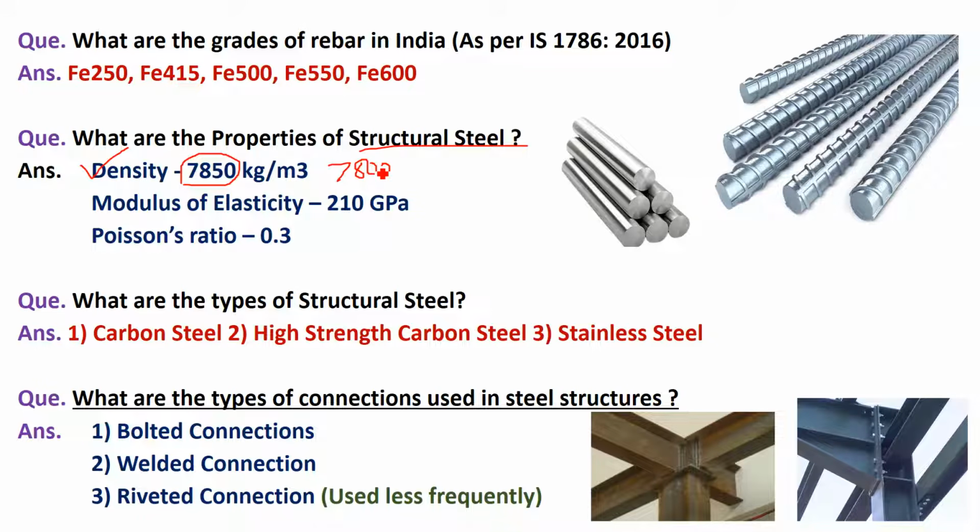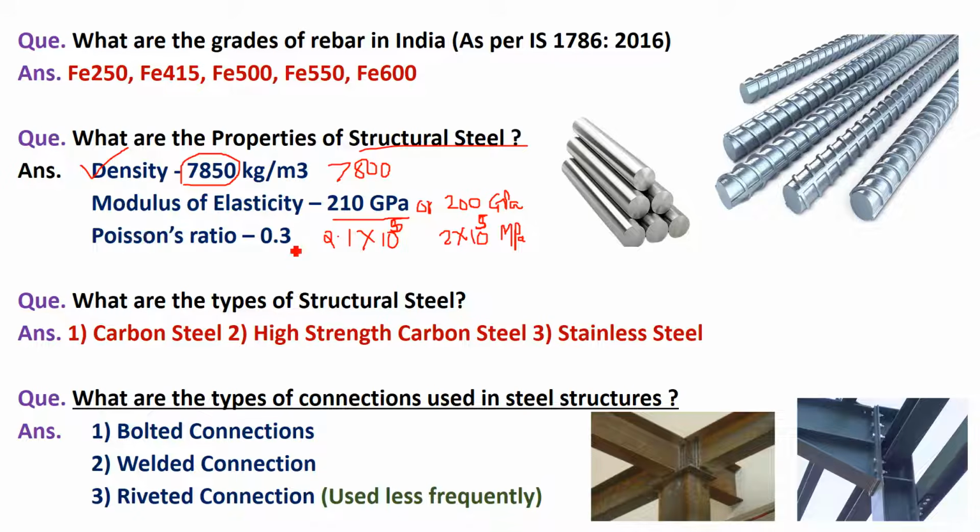What is the modulus of elasticity? It is 210 GPa or 200 GPa. In MPa, if you want to write it down, it is 2.1 into 10 raised to 5 MPa or 2 into 10 raised to 5 MPa. Okay, these values are in MPa and these are in GPa. 210 GPa or 2.1 into 10 raised to 5 MPa. This is 5, not 3.